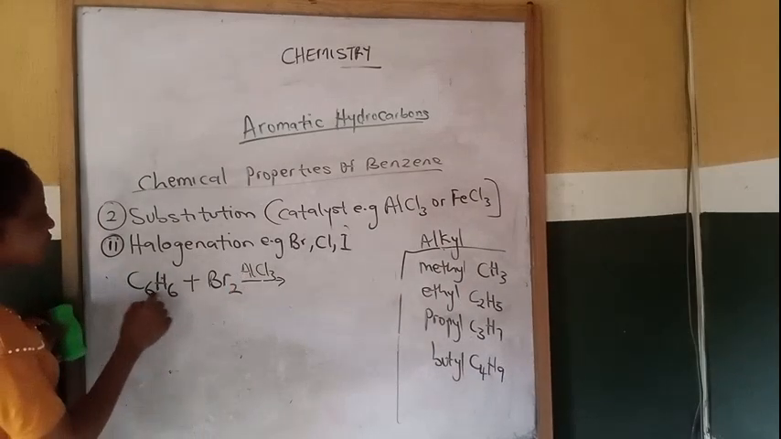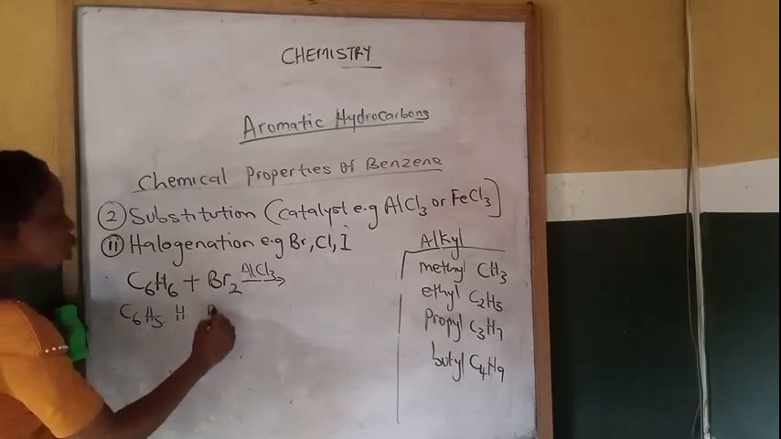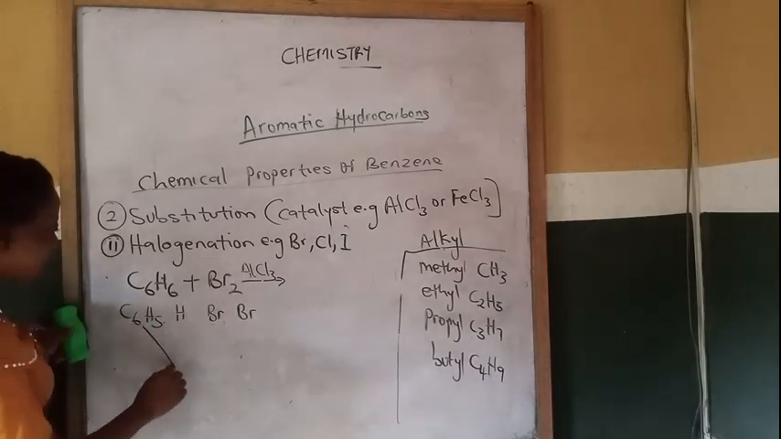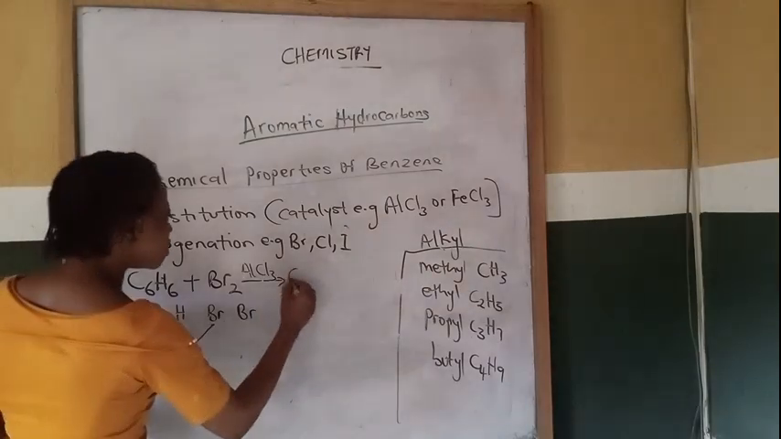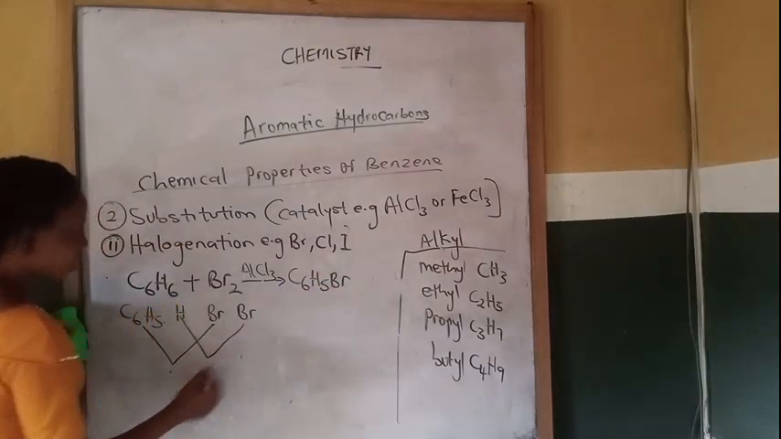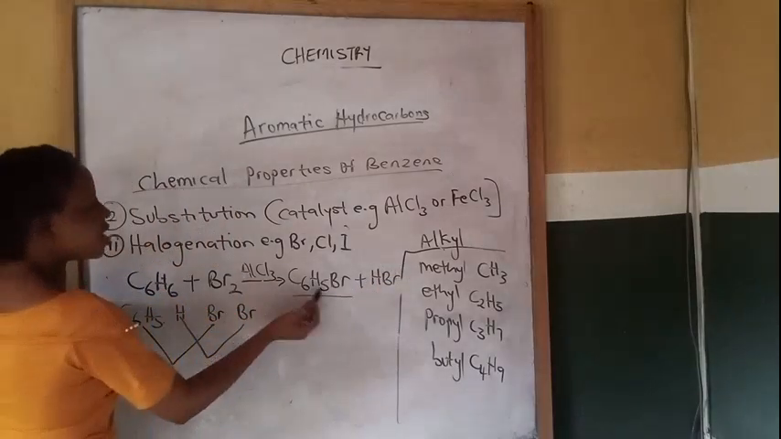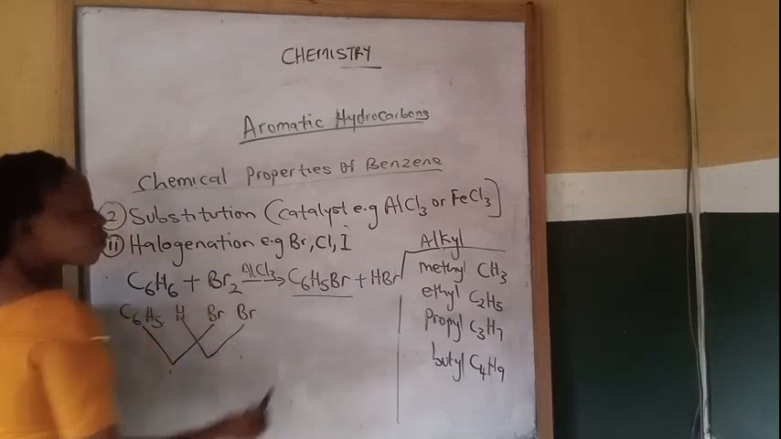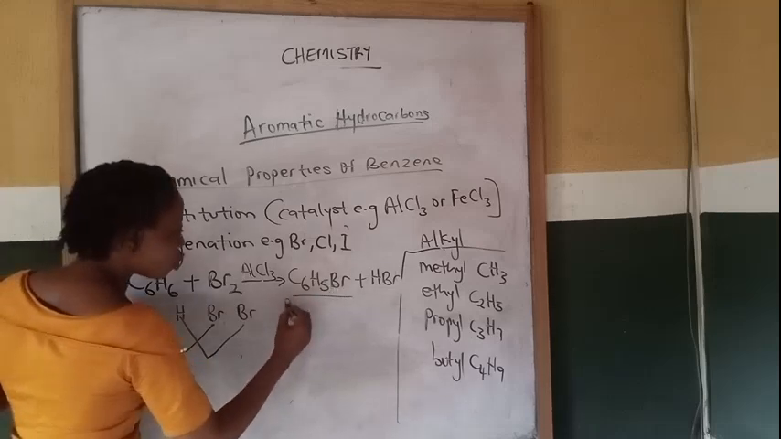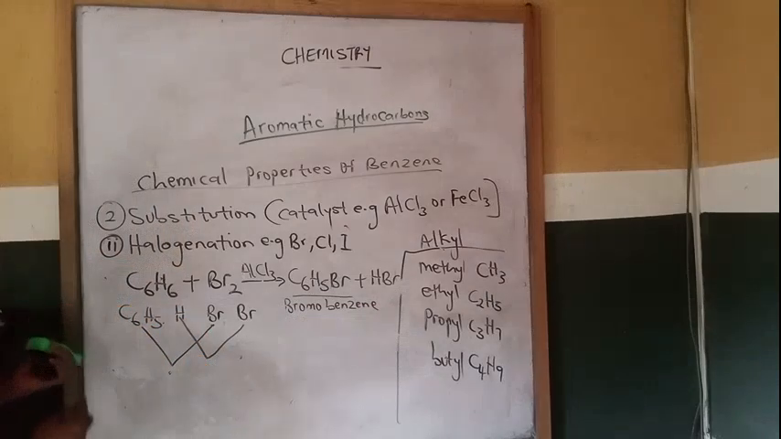Now this C6H6 will decompose to C6H5 and hydrogen. Then the bromine will decompose into 2 Br. Then this C6H5 will combine with 1 Br to give us C6H5Br. Then the second Br will combine with hydrogen to give us HBr. So what is the product formed? C6H5 is from the structure of benzene, then plus bromine. Bromine will sound bromo, so we call it bromobenzene. That is the name of the product formed.